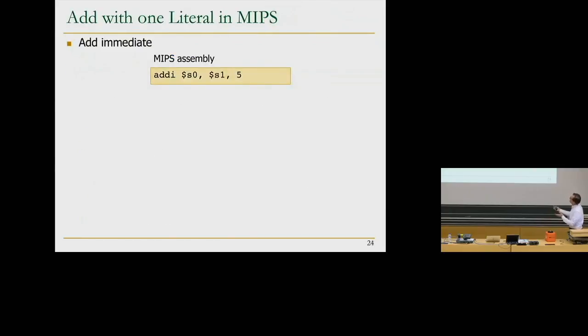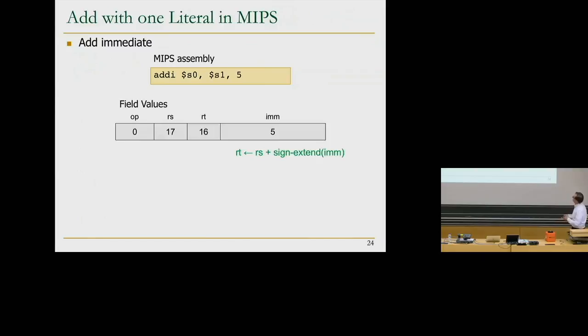So let's take a look at a similar example in MIPS. If you want to add value 5 to register S1 and store the result in S0, that's how you would write the MIPS assembly. And that's what the field values look like. MIPS also does a sign extension, basically. Register S1 contains a 32-bit value, 2's complement, let's say, and the immediate has a 16-bit value. You sign extend it to 32 bits, add it to the register, and write the result into RT over here, and that's the machine code.